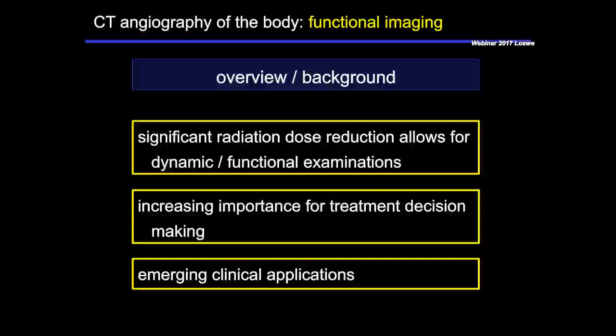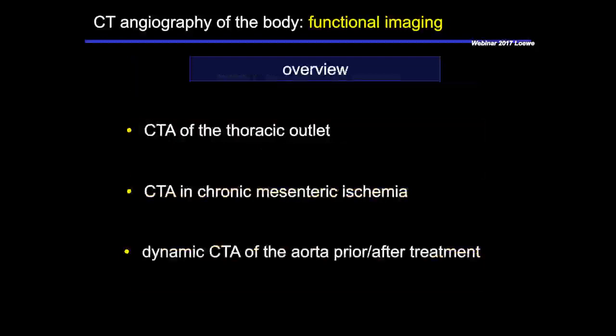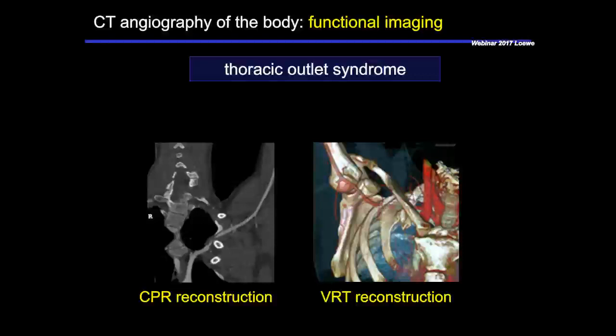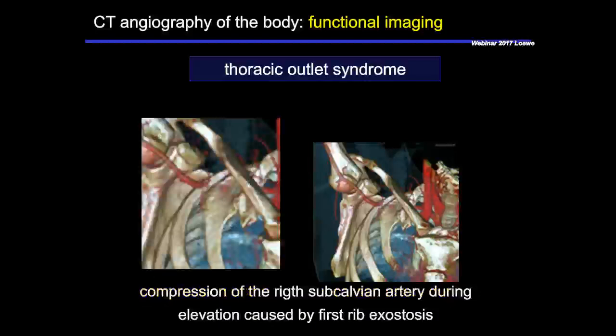I will just give you an insight into three different applications: CTA of the thoracic outlet, chronic mesenteric ischemia, or dynamic CTA after treatment. Well, thoracic outlet syndrome, you know, it's a functional disease, but since our acquisition is that quick and the radiation dose is that low, we become able now to really do a functional assessment, so we are able to do the CTA scan at rest and even in provocation to directly show this compression of this right subclavian artery in this example, by an extensive exostosis of the first rib. And this functional imaging just becomes possible with the new scanners.